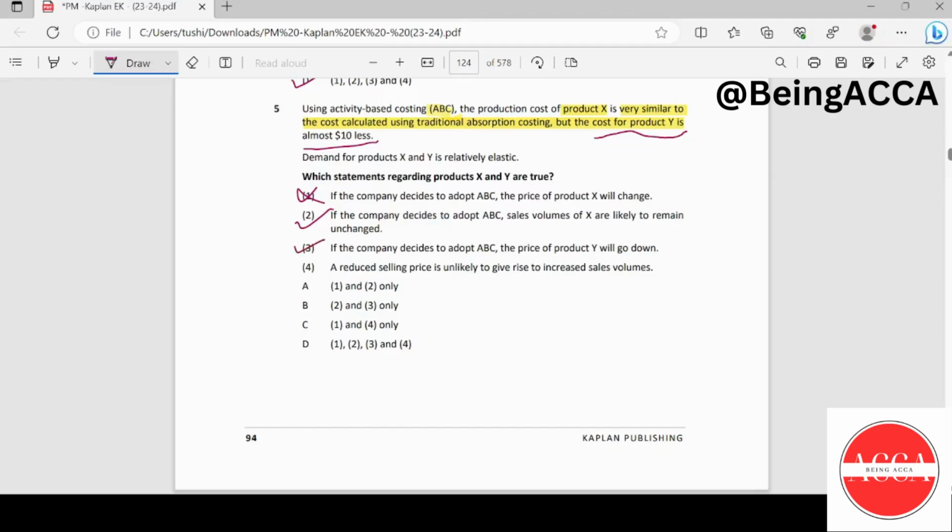If a reduced selling price is unlikely to give rise to increased sales volume, this is wrong because it is written that the demand is relatively elastic, and elastic demand means that if there will be a change in price, there will be a change in the quantity demanded and sold. So my answer becomes 2 and 3, which is B.